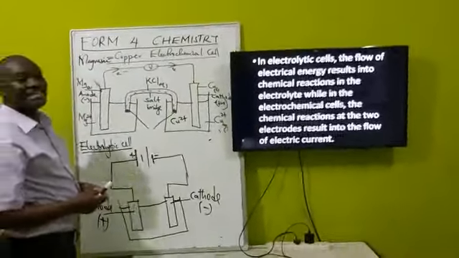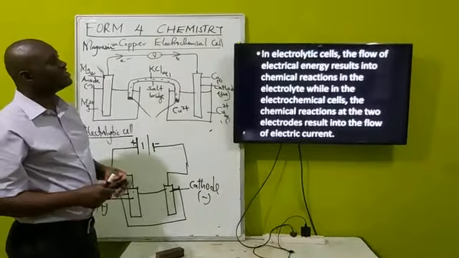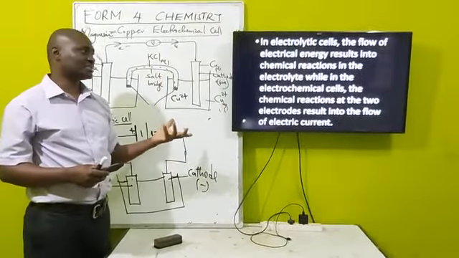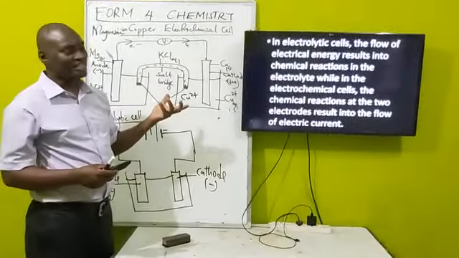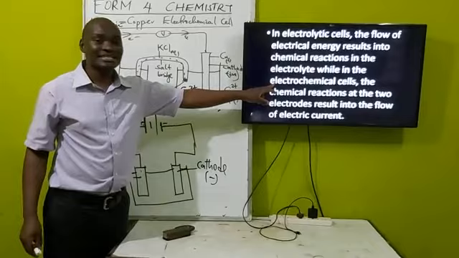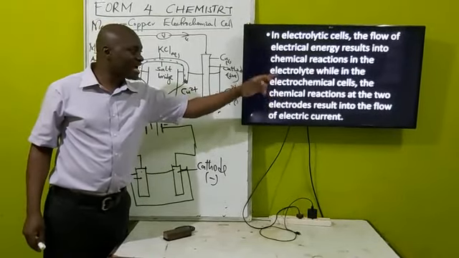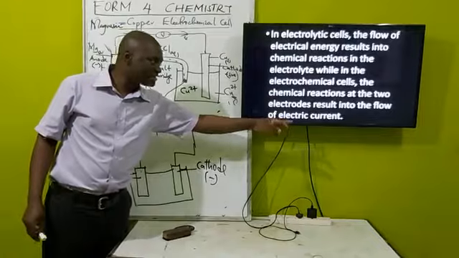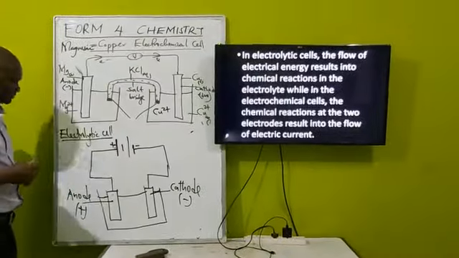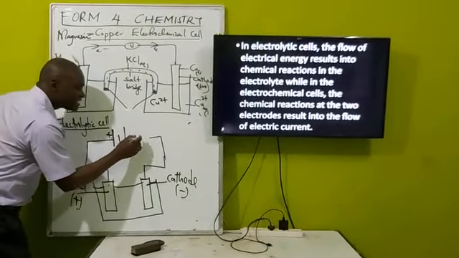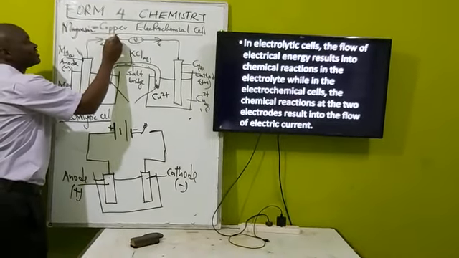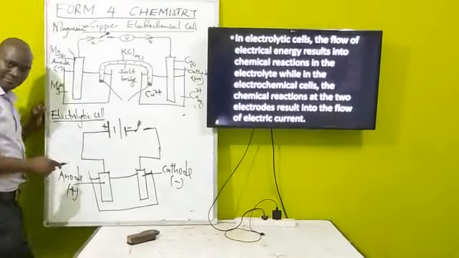Now, in electrolytic cells, the flow of electrical energy results in chemical reactions in the electrolyte, while in the electrochemical cells, the chemical reactions at the two electrodes result in the flow of electric current. Let me simplify that. You see, if we had a switch here, and let's say here again we have a switch. Let's start down here.